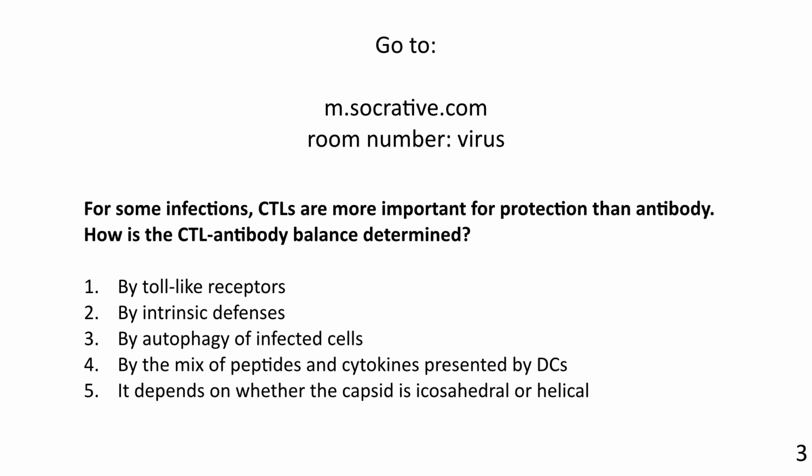All right, our last question. For some infections, CTLs are more important for protection than antibody. How is the CTL-antibody balance determined? By toll-like receptors, by intrinsic defenses, by autophagy of infected cells, by the mix of peptides and cytokines presented by DCs, or it depends on whether the capsid is icosahedral or helical. Mix of peptides and cytokines, that's it. A few for the others, but the others are technically okay, but the best answer is D, because ultimately all the other stuff leads to the mix of peptides and cytokines that are presented by DCs.